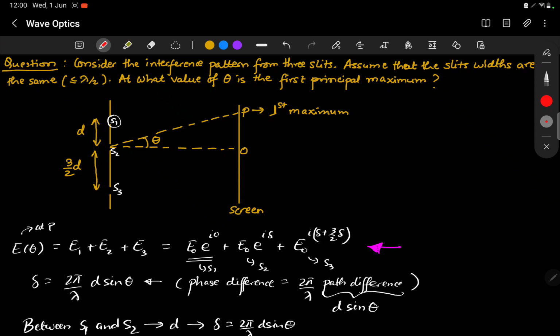This was a question in which we had 3 slits, but they were not spaced out equally. There was unequal spacing between the 3 slits, but the widths of the slits were the same, and we were supposed to find out the first principal maximum apart from the central maximum. So here is the diagram of that setup. We have 3 slits, S1, S2, S3. They are spaced out unequally. S1 and S2 have a spacing of D. S2 and S3 have a spacing of 1.5 D. And then we have the screen and we want to see the interference pattern.